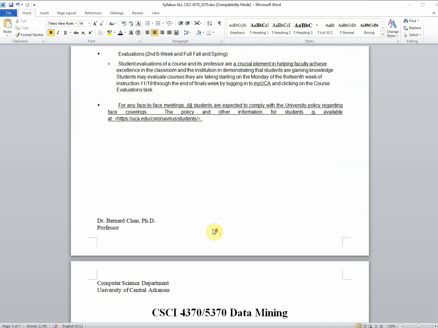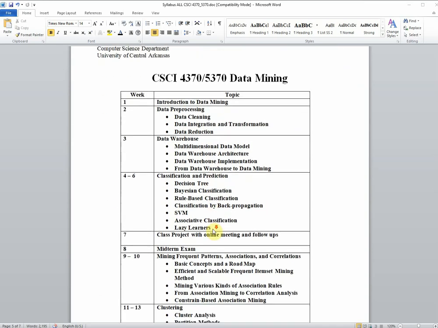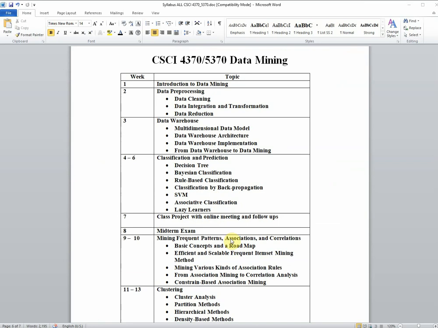So finally, this is the syllabus that I designed for this class. Starting from the first week, we will look into the introduction, including the syllabus for this class. In the next one, we will look into a video talking about the introduction to data mining. So that's what we're going to see for the first week. The next week is going to look into data preprocessing. So we will talk about data cleaning, data integration, as well as data reduction.